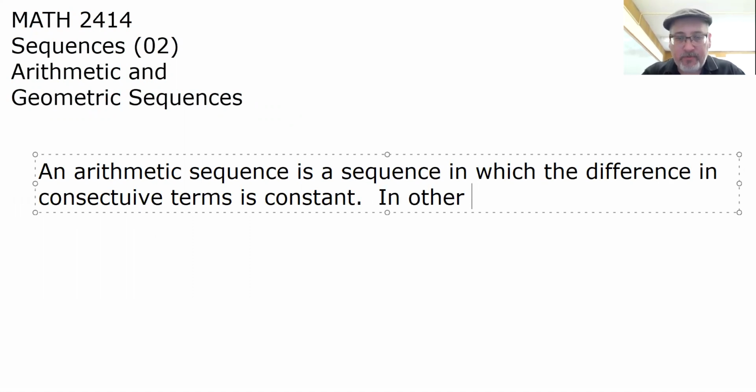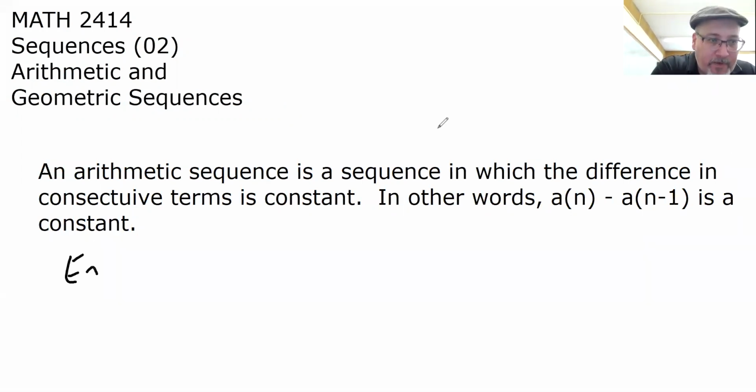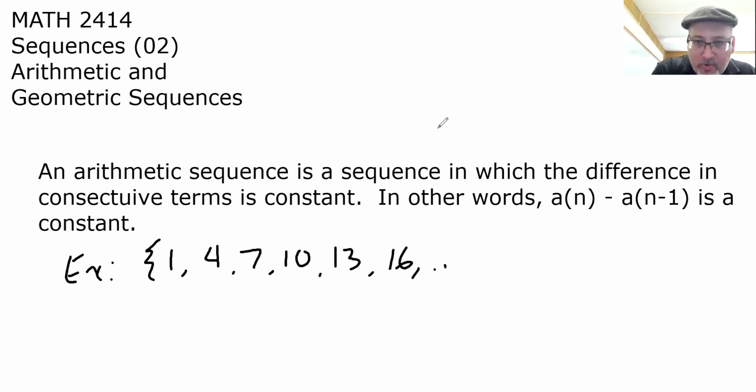In other words, if we refer to the terms generically, then the term prior to the nth term would be the n minus first term. So if you take one term and subtract the term prior to it, you get the same answer every single time. So for example, let's take a look at an arithmetic sequence that we've already seen in the previous video. 1, 4, 7, 10, 13, 16, and so on.